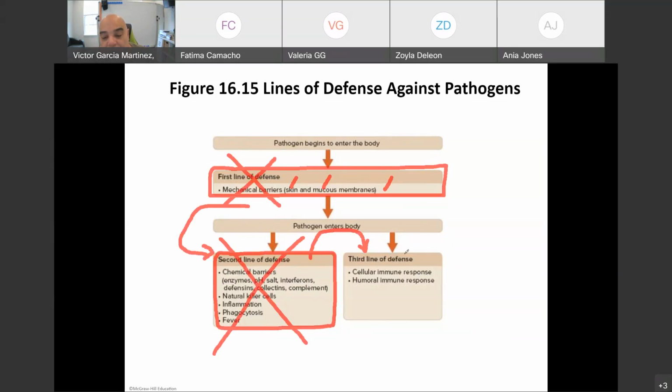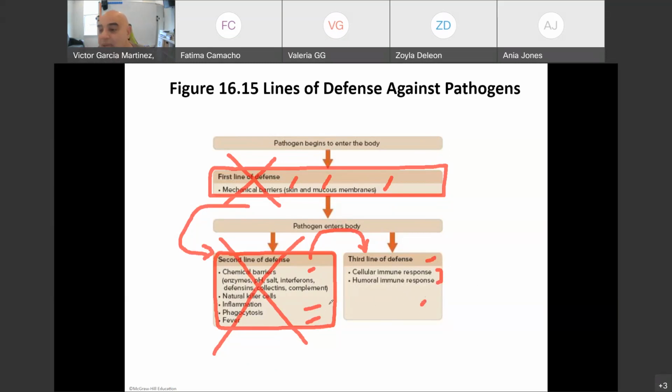It's going to be the third line of defense. And remember, this is immunity. This is specific. By the way, because of that, this is non-specific. This is specific. This is faster. This is slower. Why? Because we need to design that specific method to defend our body.